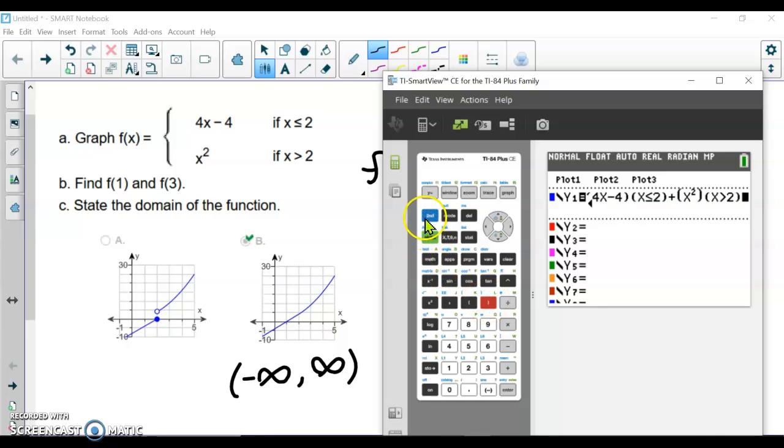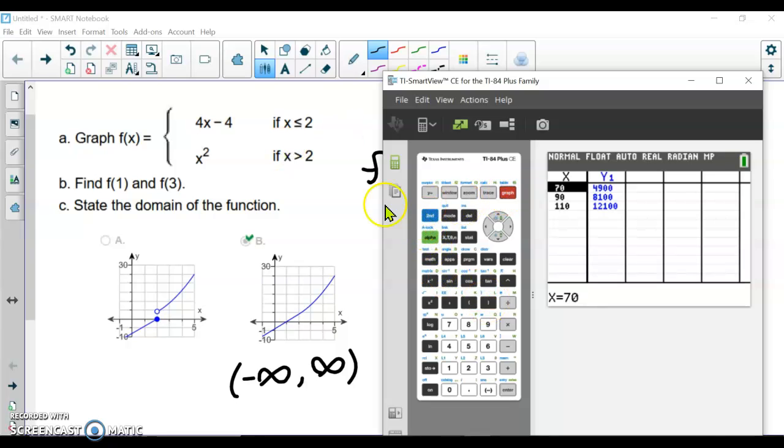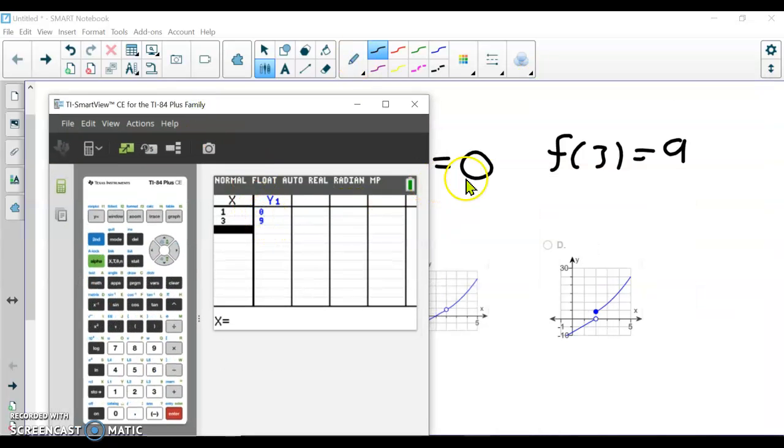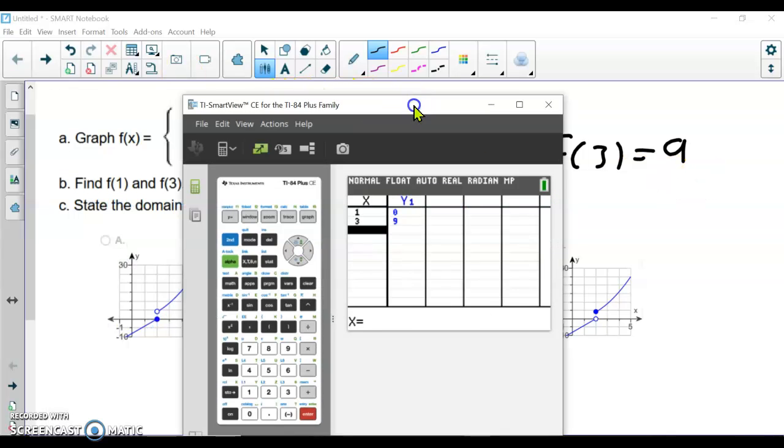And now, like for instance, if you go to the table, right, you should just be able to plug in. Let me delete what I have in here. You should just be able to plug in 1. You should be able to plug in 3. You know, and that way you're just using the calculator. It doesn't save that much time really, but you know, there's other ways to get those outputs 0 and 9.